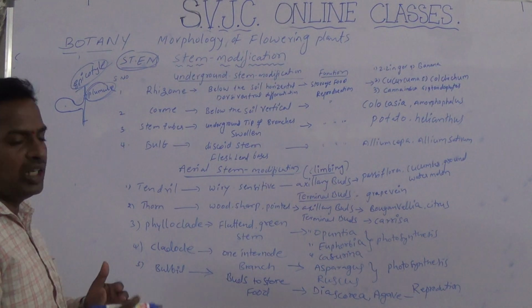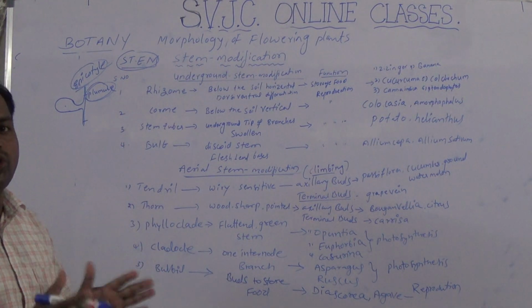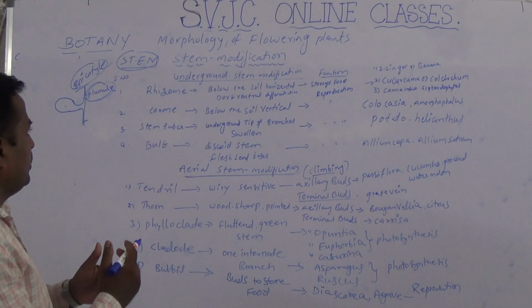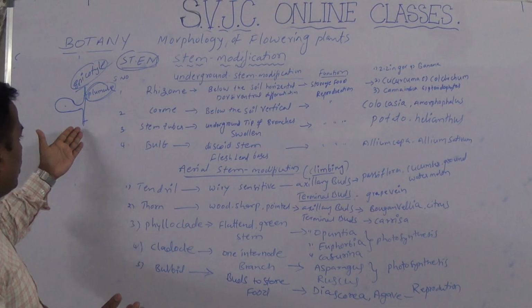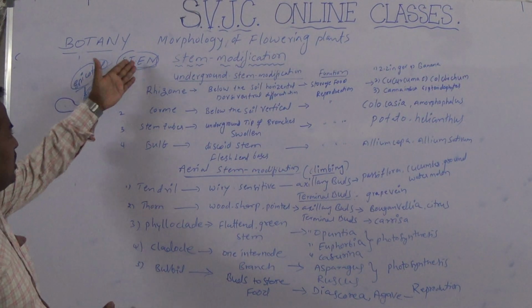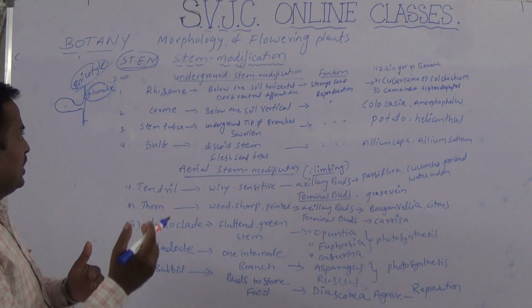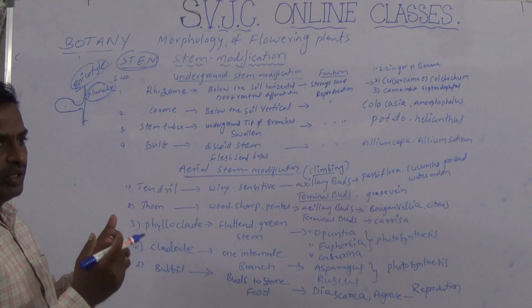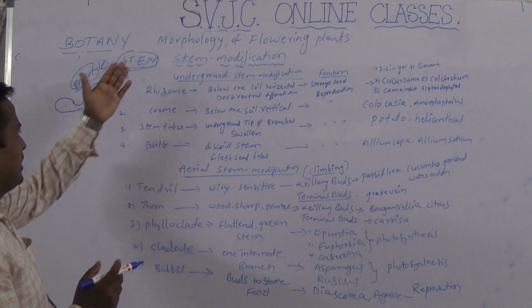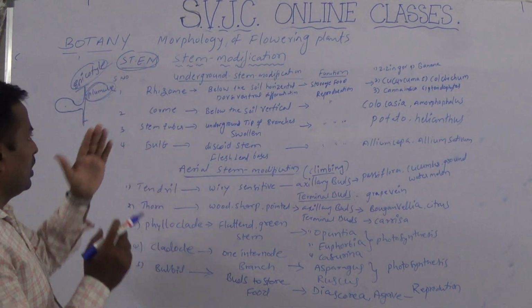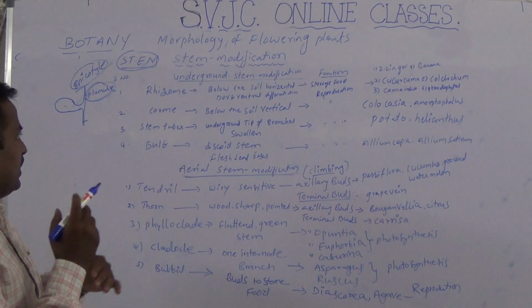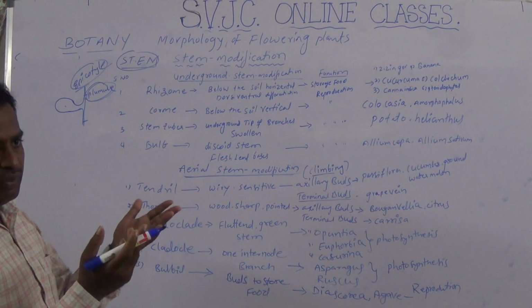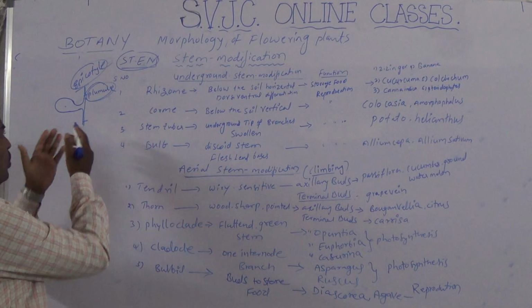You know the general characters of the stem. Stem is the main axis of the shoot system. It is the middle axis of the shoot system. The stem is well differentiated into nodes and internodes, but roots are not differentiated into nodes and internodes. The stem bears many leaves, branches, flowers and fruits, but these are not present in the root system.